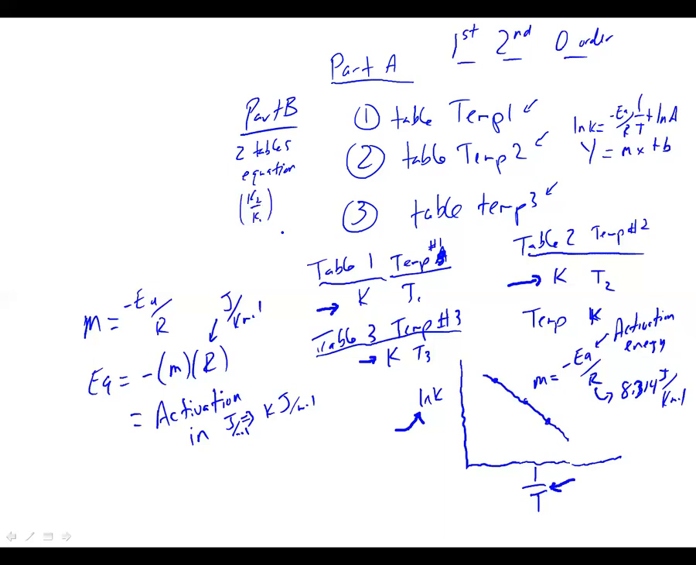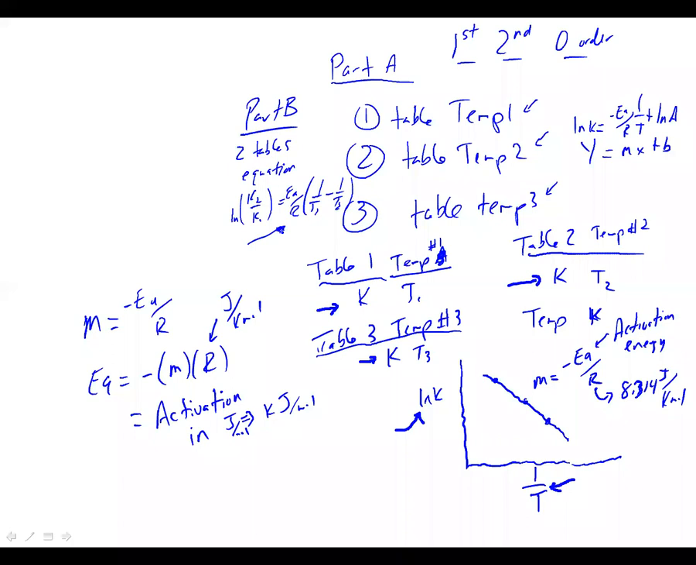Log E of A over R, 1 over T1 minus 1 over T2. So I seem to remember somewhere, I think in the second part of it, that you maybe don't do the graph, but you do it more mathematically and use the equation to solve, because the same thing will result in part B. You'll end up with two temperature values and two K values.